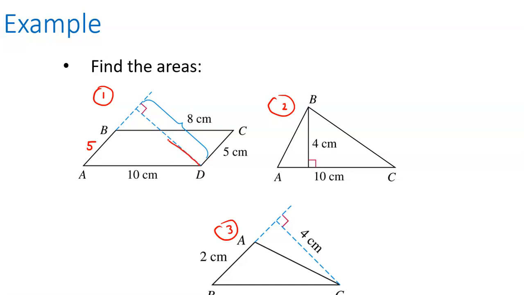So if I want to find the area of that parallelogram, I know that this over here is an altitude. The altitude is the height. And what is it perpendicular to? It's not perpendicular to the side of 10. It's perpendicular to the side of 5. So that means my base is 5.